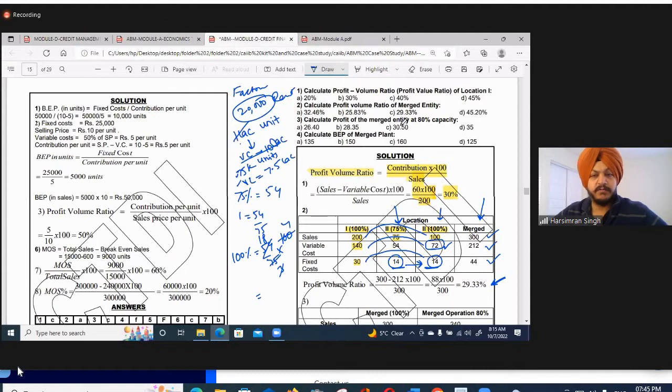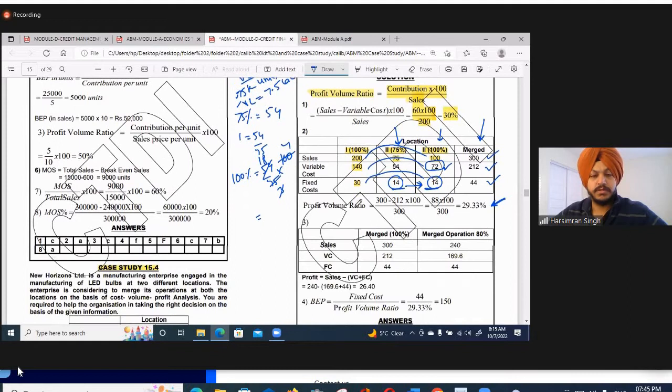Calculate the profit of merged entity at 80% capacity. So, the merged entity at 100% capacity is this, we already know. At 80%, sales will be 80%, 240. Variable cost will also be 80%, 169.6. But the fixed cost will remain the same, 44. There will be no change in the fixed costs.